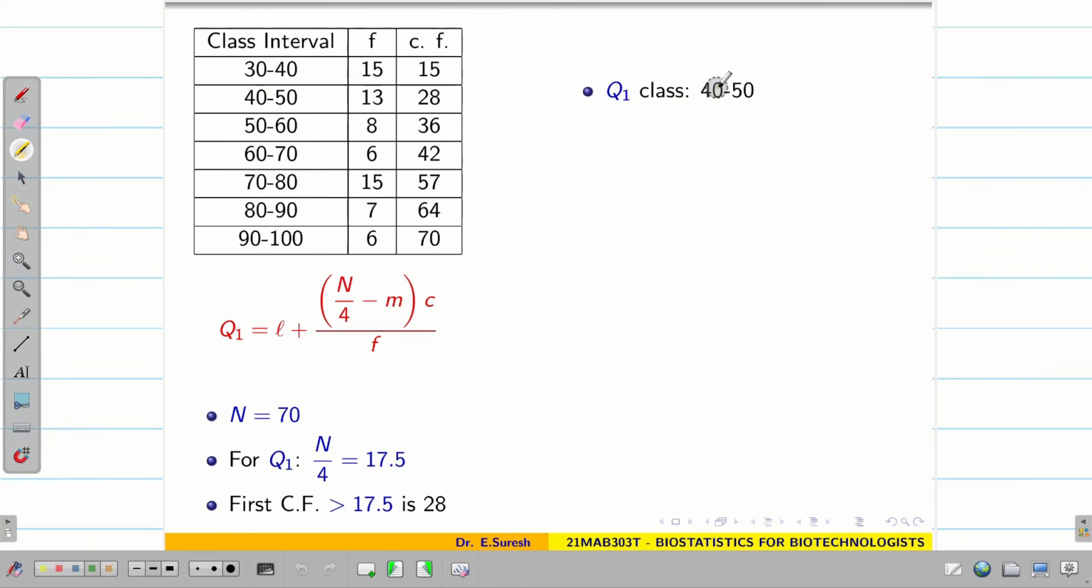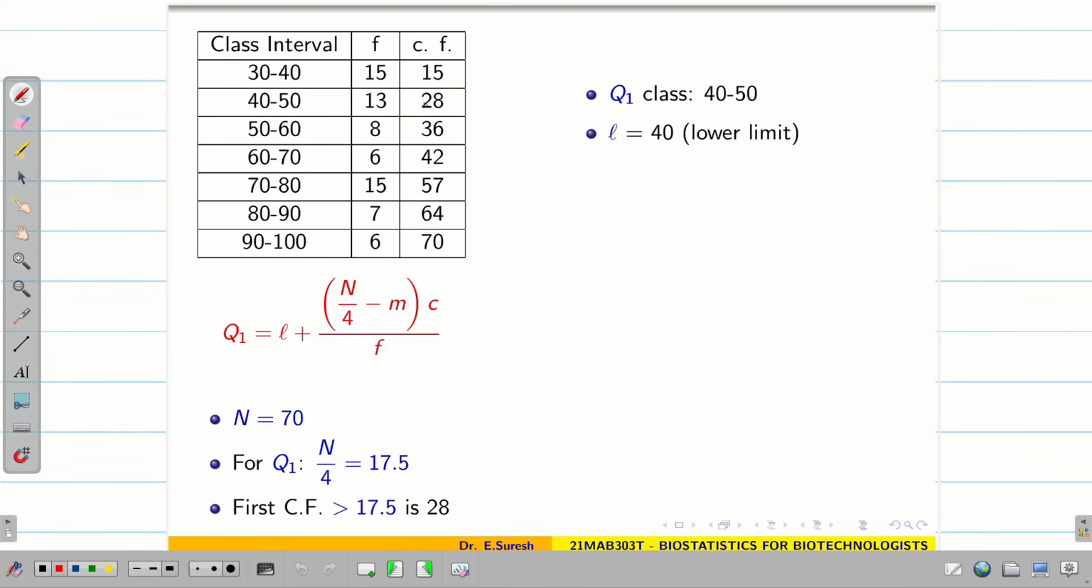From the first quartile class, the lowest value is going to be L, or the lower limit. Next we have to find M. M is nothing but the previous value of this 28 in the cumulative frequency. So it is going to be 15. Class width is very simple. Since the intervals are equal, you take any interval. Upper limit minus lower limit will give the class width. So 40 minus 30, the class width is going to be 10.